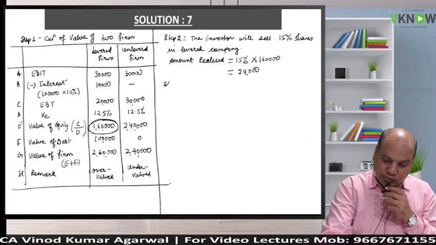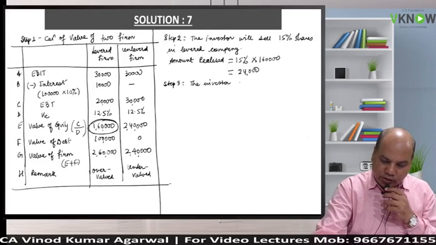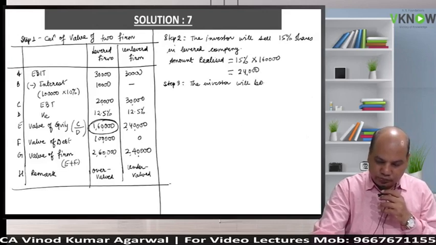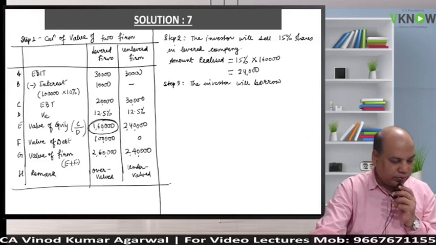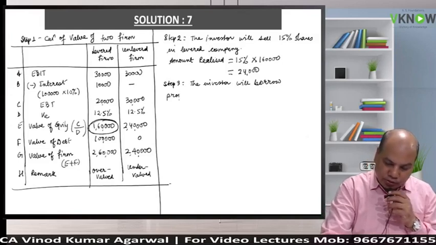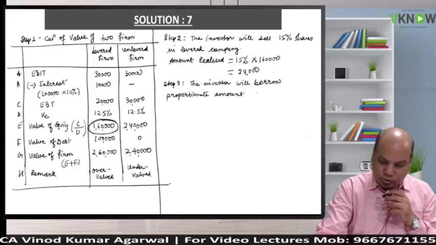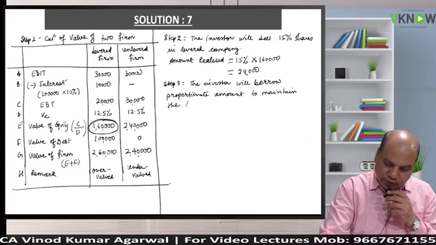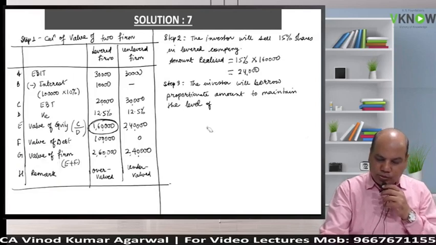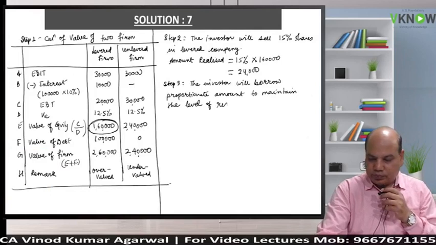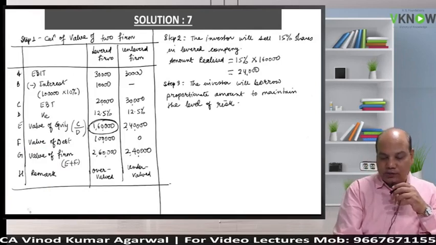24,000. Step 3: The investor will borrow a proportionate amount to maintain the level of risk. So now you understand, this is the difficult part of this chapter.